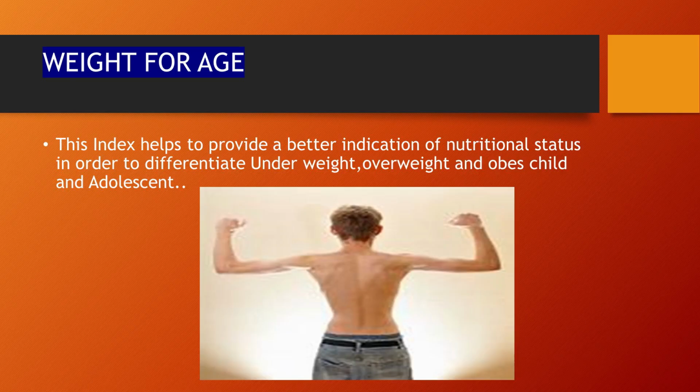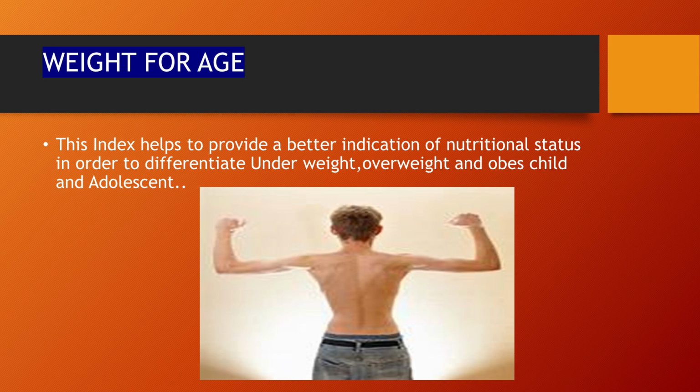Then next, weight for the age. Second category, second index, the weight for the age. What could be the probable weight one should have as per his or her age? What does this index help with? This index helps to provide a better indication of nutritional status than the previous one.